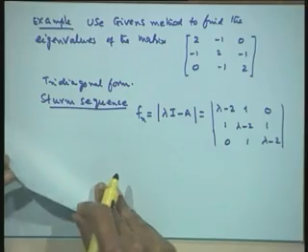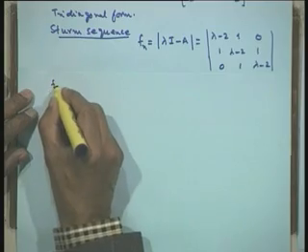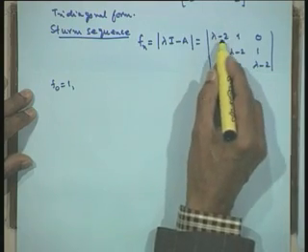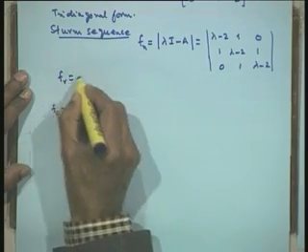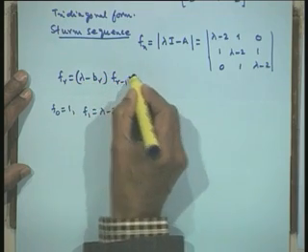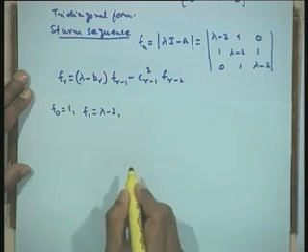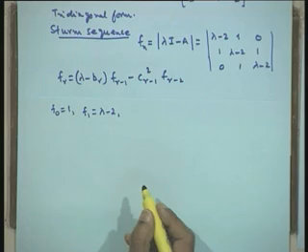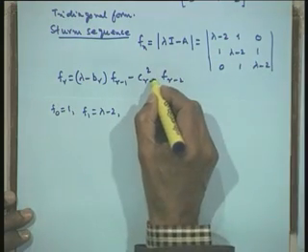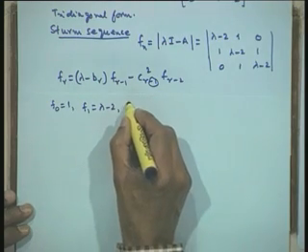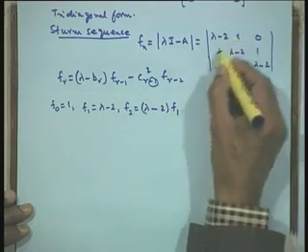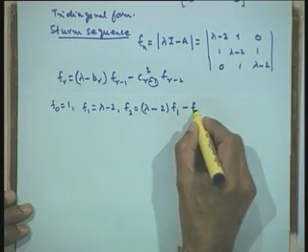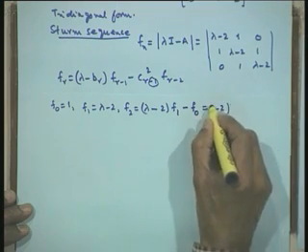Now, we want to form the sequence from here using this. Starting with F 0 is 1. The 1 by 1 minor is lambda minus 2, therefore F 1 is lambda minus 2. Now, we want to use the formula F r is lambda minus B r times F r minus 1 minus C r minus 1 squared times F r minus 2. Now, F 2 therefore is lambda minus 2 into F 1 minus 1 squared into F 0. F 0 is 1, therefore this is lambda minus 2 times F 1 minus 1.